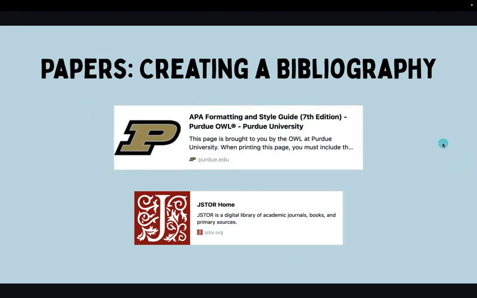We haven't created our bibliography for our papers yet, but we're going to do that this week. There are some links in this week on Congress that you'll also find in Blackboard that will help you create a bibliography for your papers.